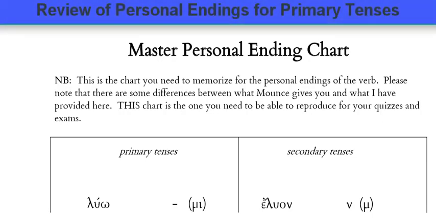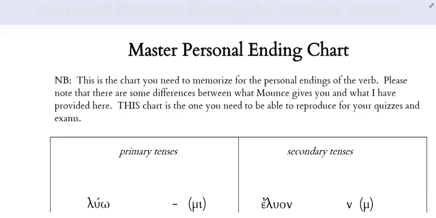Right, so welcome to Greek, and this is the Master Personal Ending Chart. I want to go over this and just make sure that you have a clear sense of where I'm coming from as I introduce the personal endings of the Greek verbal system. And what we have here is a chart with 4 quadrants, okay?